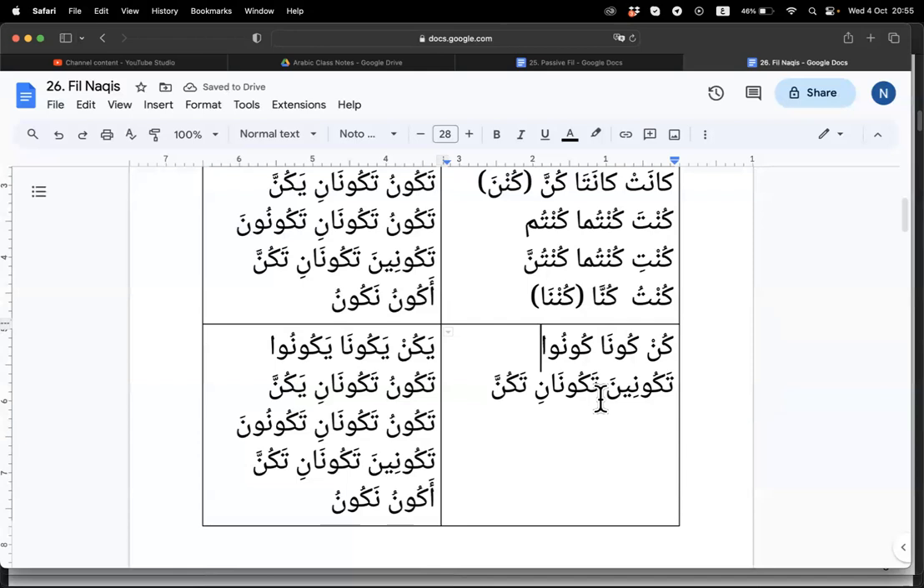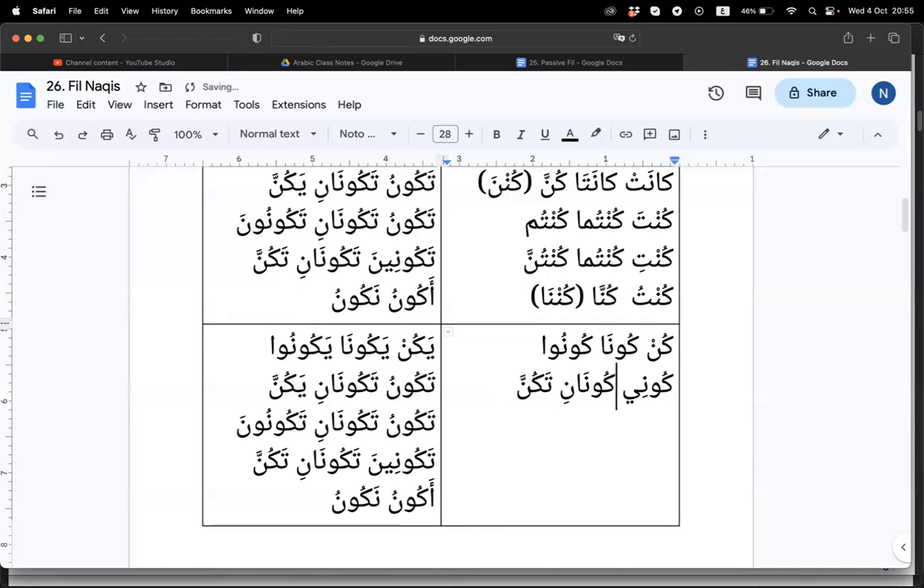Next one. This one, remove the ta, and then what happens if we remove the nun? You remove the nun, kuni. Yes. In the Quran, you have kuni. Okay, next one.